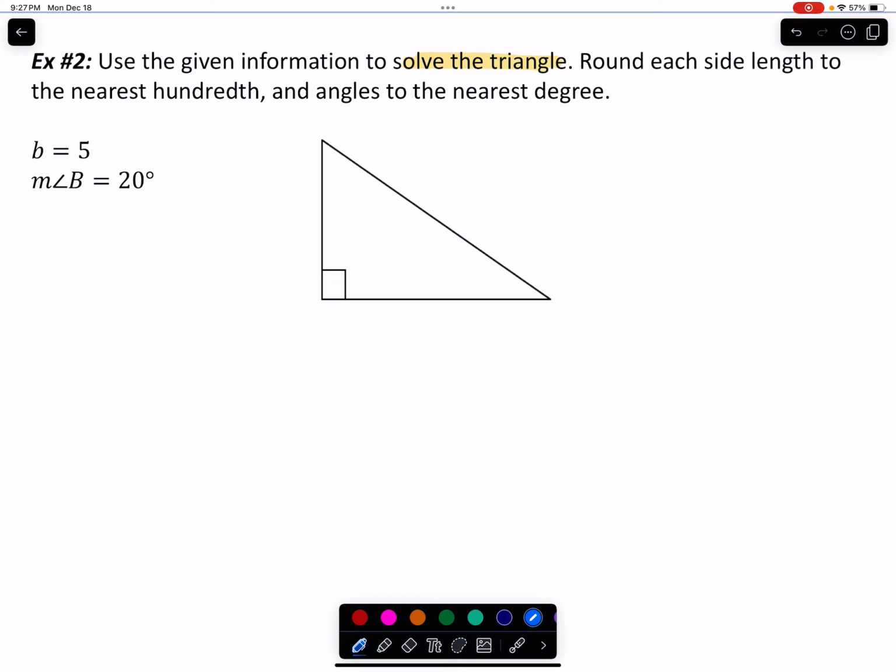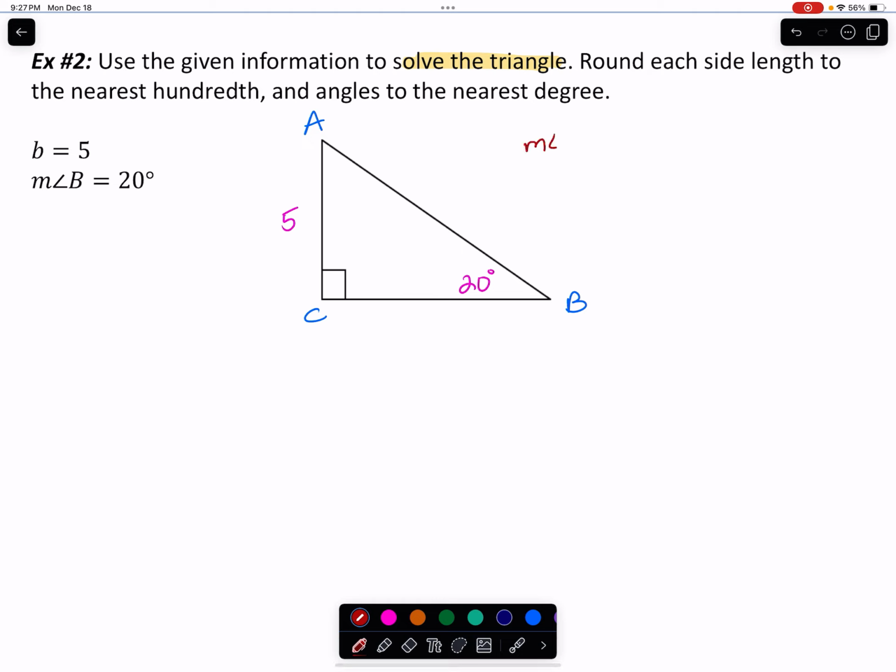So we have triangle ABC. They give me angle B and side B. So I'm just going to call the other 2 sides A and C. I'll call this B, this one A, and we'll use the conventional C for the right angle there. I know the measure of angle B is 20 degrees. Side B is always opposite angle B, so that measure there is 5. So I need to find the measure of angle A, side A, and side C. I'm missing these 3 measures, so those are what I'm going to find.